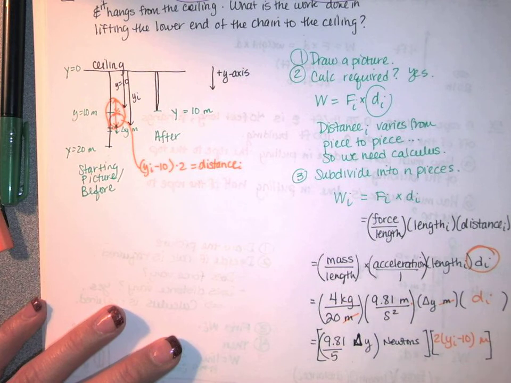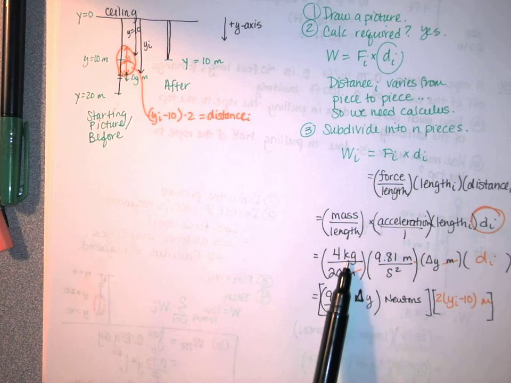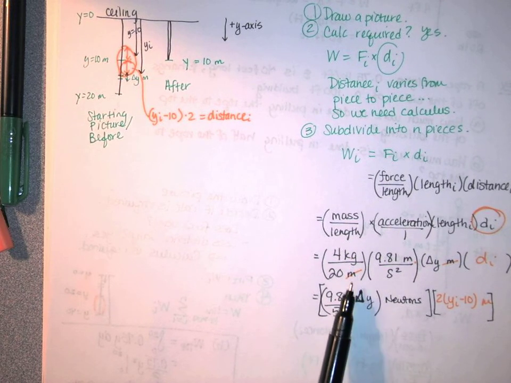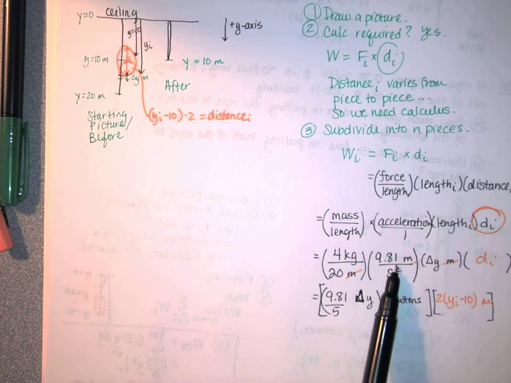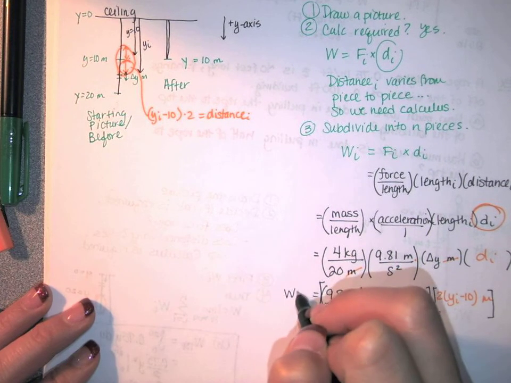And that is in meters. Notice that we had to multiply by 9.81 meters per second squared, and that was because we were given mass in kilograms and distance in meters, rather than distance in feet and force in pounds. So as soon as I see pounds and feet, I know I don't need to multiply by acceleration due to gravity. As soon as I see kilograms and meters, anytime I need a force, I need to multiply by that acceleration due to gravity. Okay, so this is a work on one piece.